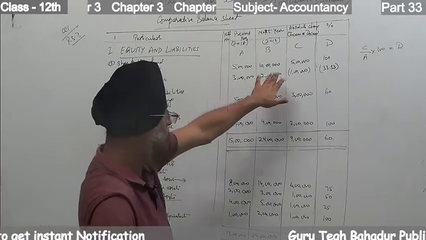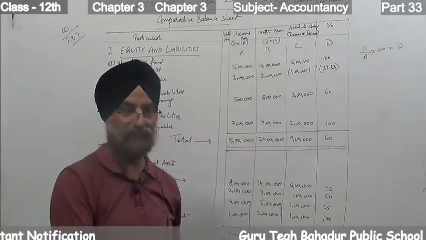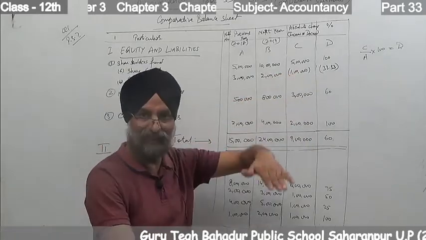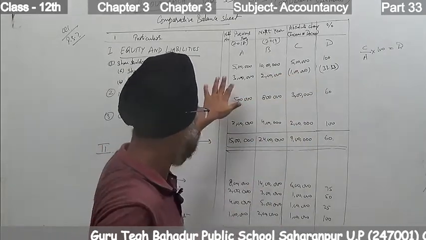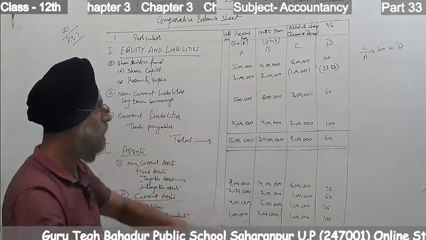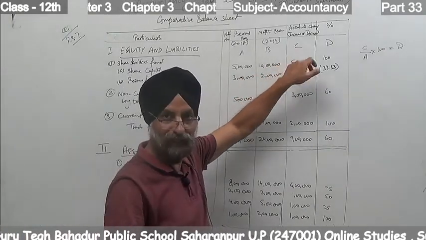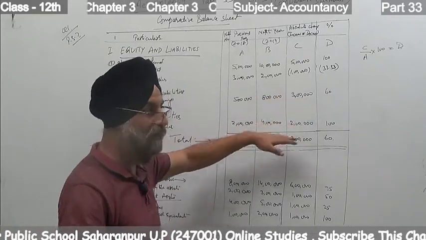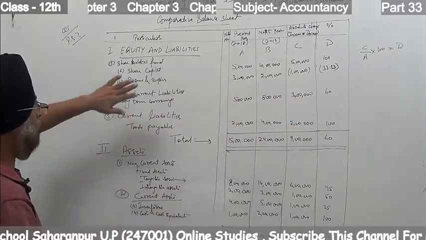First of all, make the difference, then find the percentage of this difference. How to find the percentage of this difference? Take difference by base year into 100. In this way, you will get the percentage of this difference. This is the difference, maybe in increase or decrease. If it is in decrease, then put the value in bracket. In this way, you will know how to make comparative balance sheet.